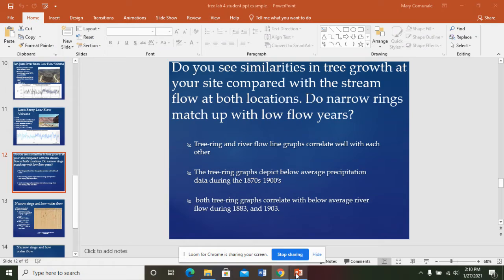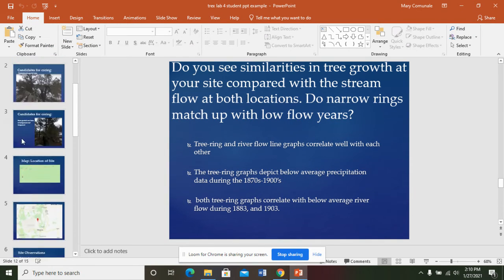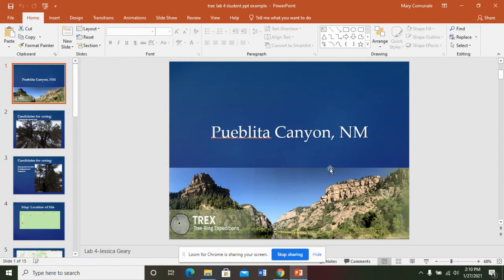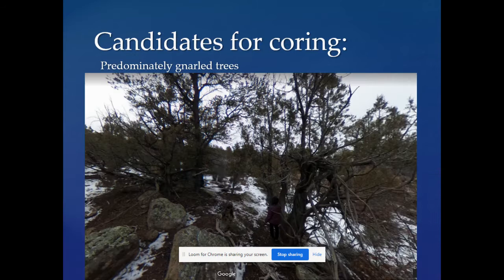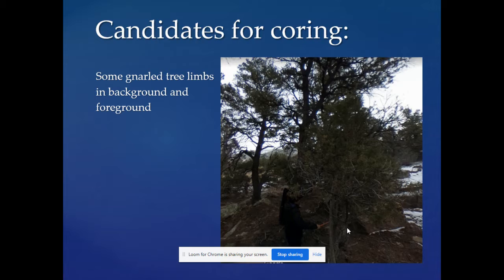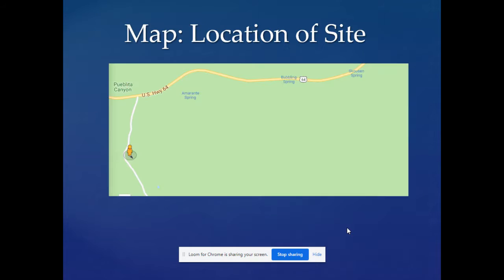I have a PowerPoint that I'm going to post for you, which was a completed student PowerPoint. Here's Pueblita Canyon, New Mexico, the option that they chose to do. These were the candidates for coring. They did predominantly gnarled trees, and they also figured that they would do some of these trees in the background and foreground.